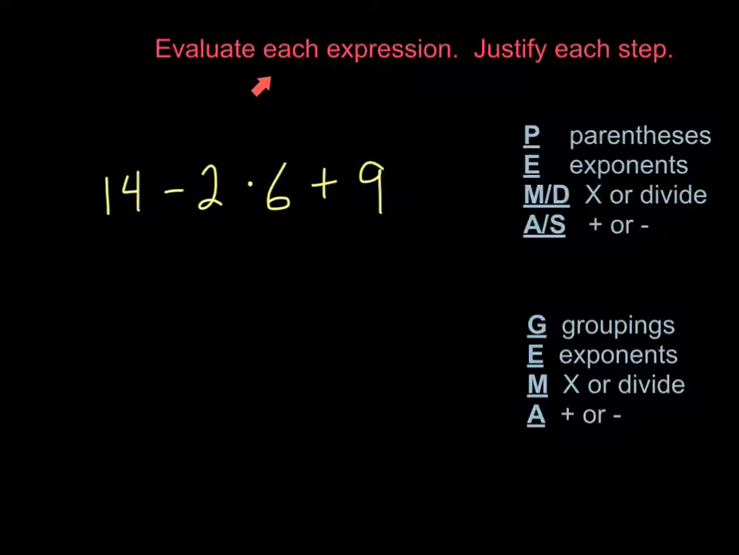All right, let's evaluate this expression right here now. Now, I see that there are no parentheses or groupings in this problem. So I'm going to go down to my next, exponents. I don't see any exponents. So now I go down to the multiplying or dividing. And I see right here there's a multiplying problem. So here's what you should do to show that. I'm just going to create a grouping just like this to show me that's what I'm going to do. So I'm going to solve 2 times 6, which is 12. And now I write down the rest of the problem that I still have yet to solve. So now it looks like this.